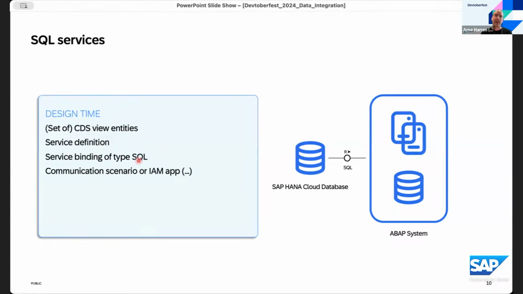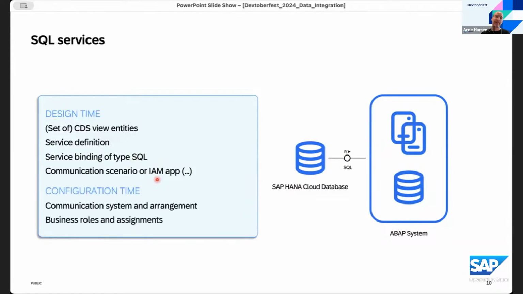Then, depending on how you want to expose it, you either need a communication scenario when you go for technical user access, or if you want to use business users and also have their business data restrictions applied, you will need to create an IAM app, business catalog, and corresponding objects.